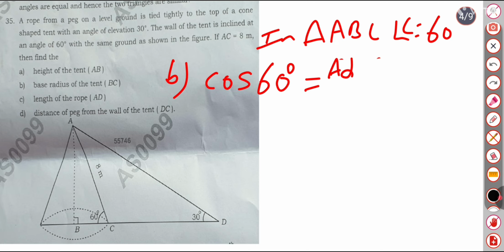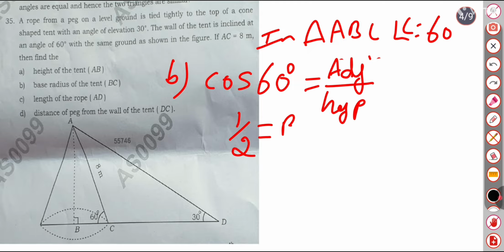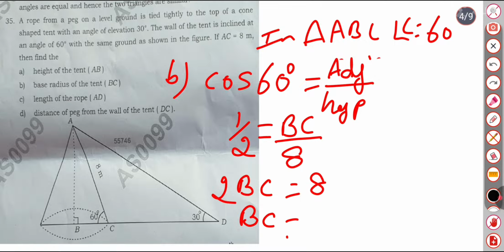Cos 60 degrees is equal to adjacent by hypotenuse. Here we'll write cos 60 is 1 by 2, equal to the adjacent side BC by the hypotenuse, again 8. If you cross multiply, 2BC is equal to 8. So BC is equal to 8 by 2, which is 4 meters. We got the second one also. Base radius of the tent is BC.